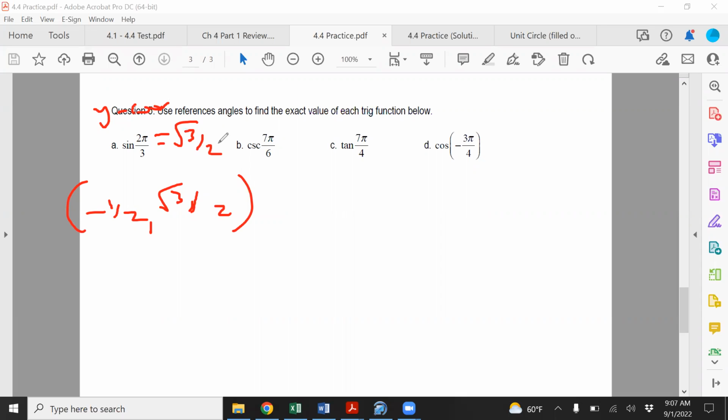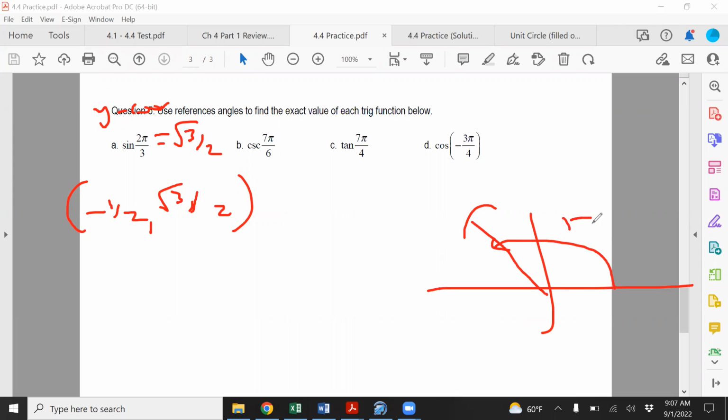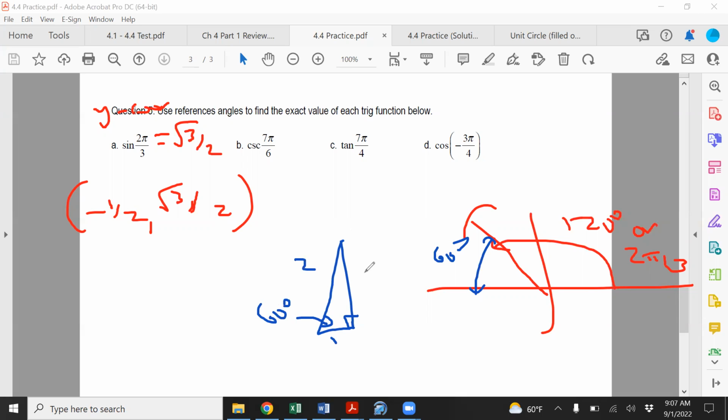By the way, the instructions said to use reference angles. You could, if you want to use reference angles, draw 2 pi over 3, which I know is 120 degrees, the same thing as 2 pi over 3. The reference angle is 60 degrees. If you remember your 30-60-90 ratios, if that were 1, that would be 2, and that would be root 3, right? That's just how the ratios work. And since it's sine, opposite over hypotenuse, you get root 3 over 2.